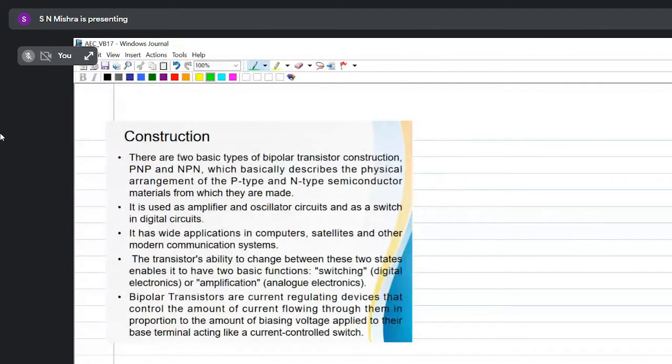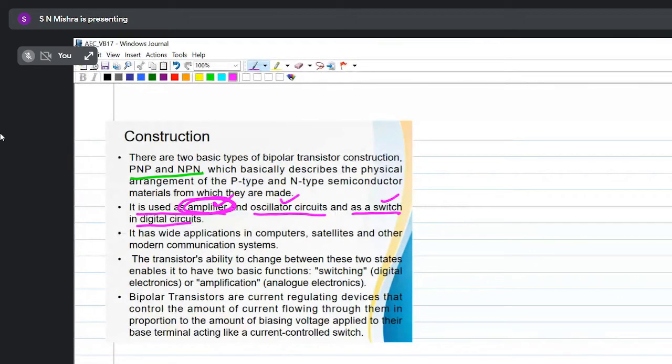Now, what are the applications? This PNP transistor I have already explained to you. It is used in amplifier and oscillator circuits. It can also be used as a switch in digital circuits. So amplifier, oscillator, switch, we can use this transistor, but mostly we use it as an amplifier.